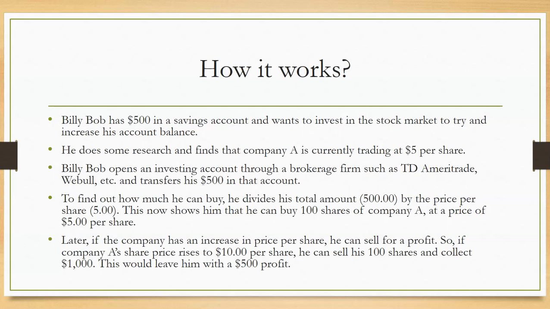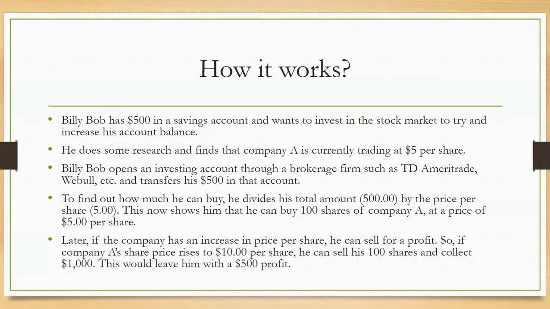So here's how it works. Let's say Billy Bob hypothetically has a $500 savings account, and it's been sitting in his savings account for months, not earning any interest, and he wants to try to increase that account balance. So he does some research and finds out that company A is trading at $5 per share. So Billy Bob decides he's going to open up an investing account through a brokerage firm such as TD Ameritrade, Fidelity, Webull, something like that. And he transfers that $500 into his brokerage account.